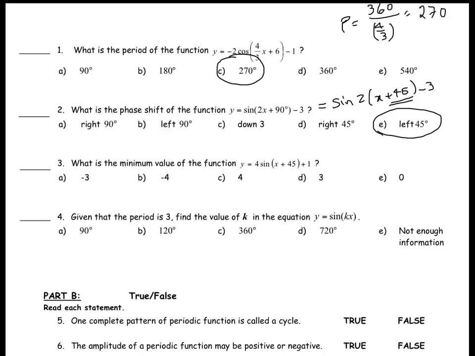The next question is, what is the minimum value of the function y equals 4 sine (x + 45) plus 1? The minimum value of sine is always negative 1. So the minimum value here is 4 times negative 1 plus 1, which is negative 4 plus 1, which is negative 3, which is A.